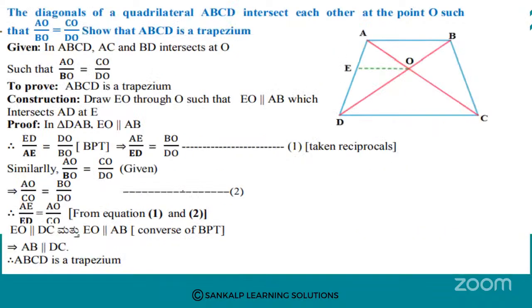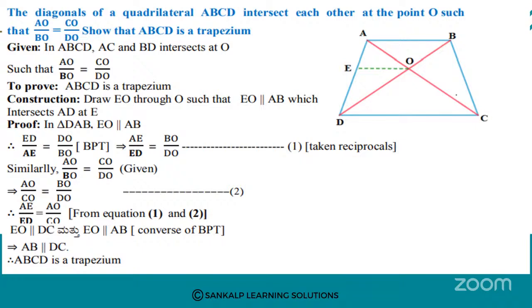The diagonals of a quadrilateral ABCD intersect each other at point O such that AO divided by BO is equal to CO divided by DO. Show that ABCD is a trapezium. Okay. Means show that ABCD is a trapezium, they have said. But what have they given us here? ABCD intersect each other at point O. That means AC and BD are diagonals, right?